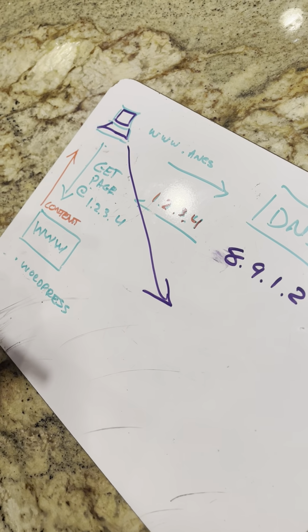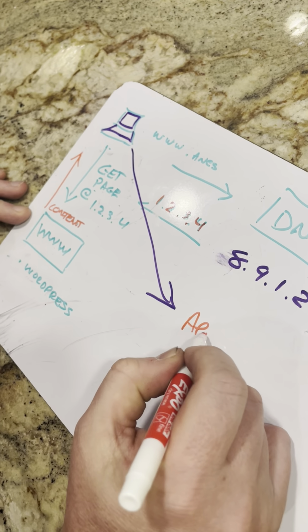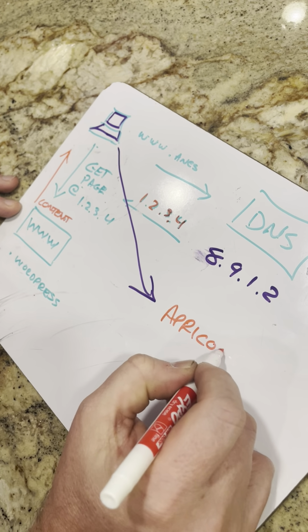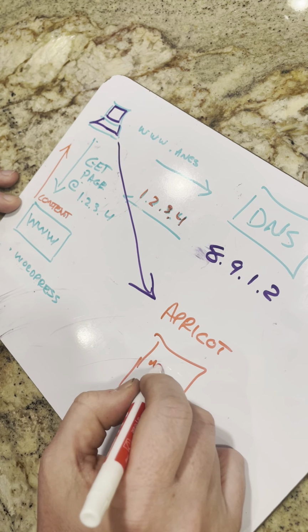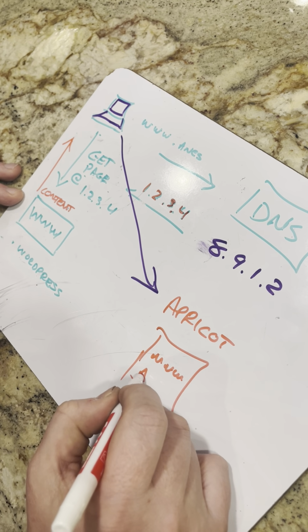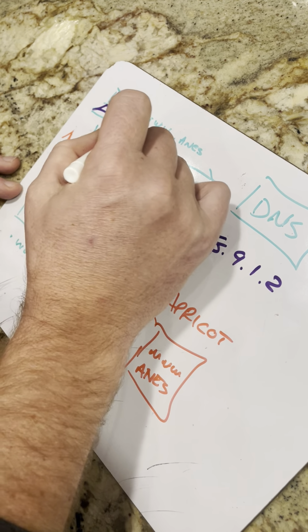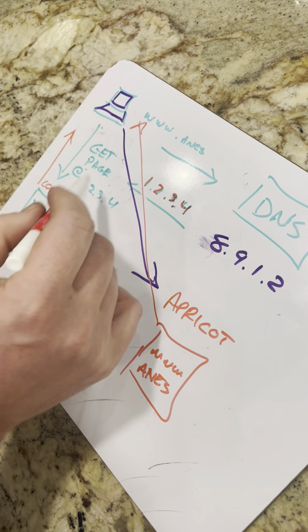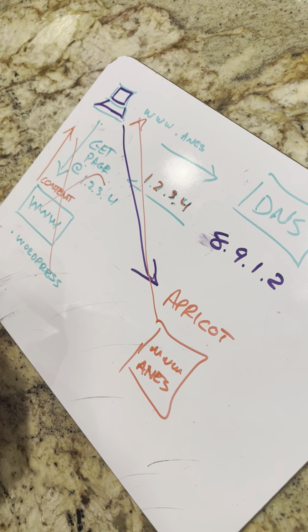which will be your, where are you guys hosting, at Apricot? Well, at Apricot, yeah. Right? And Apricot's going to say, yeah, I've got that content for www.anesthesiology.org. And then it's going to serve it back, right? So then this old server never gets a request, never serves it out. So you can just nix that and it's died on the vine.